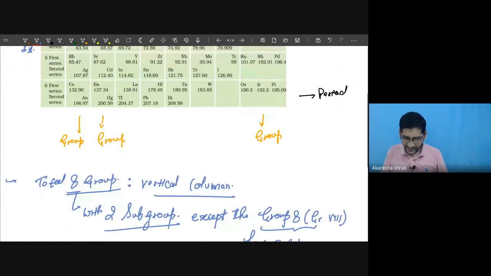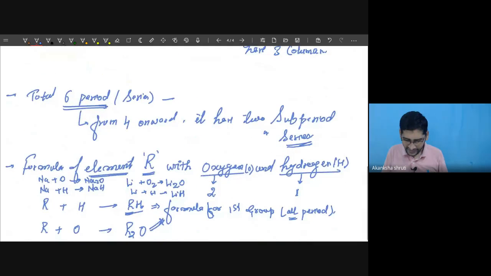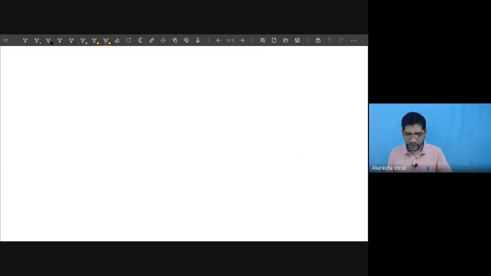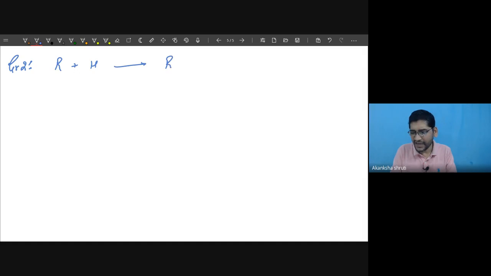Student, this way we have concluded that there are 8 groups and 6 periods, and the formula of the element determines, or according to formula, whether it is placed in the first group or second group. Say for the first group, the required formula for the hydride is RH and for the oxide is R2O. Okay, student. If we go for group 2, let me write a few more for your understanding. For the Mendeleev periodic table, group 2 element and formula: all those elements R which on reacting with hydrogen give RH2, and on reacting with oxygen give RO, were placed in the same group.